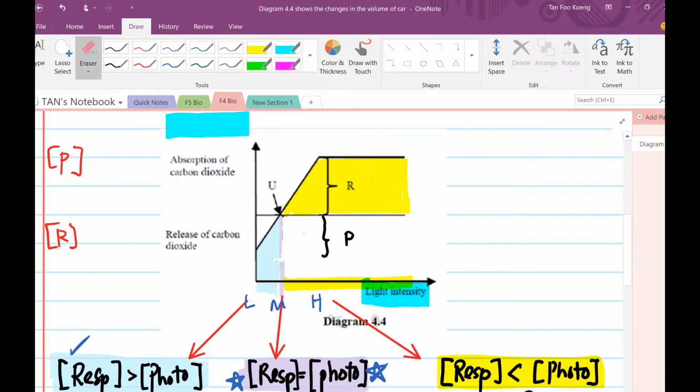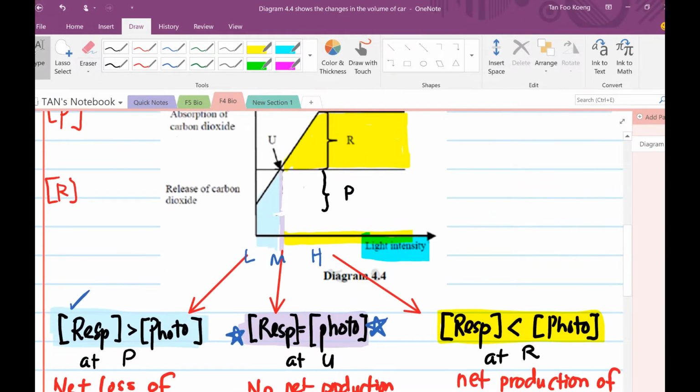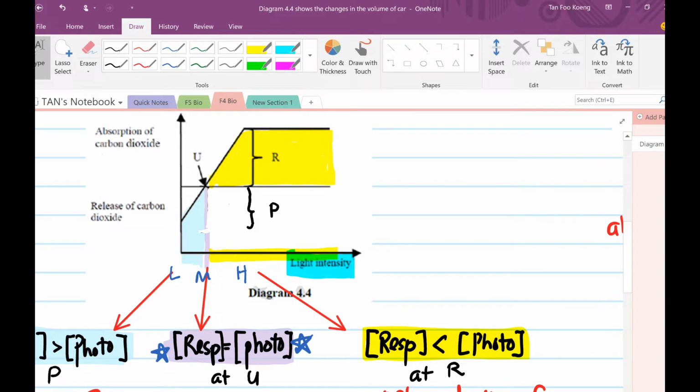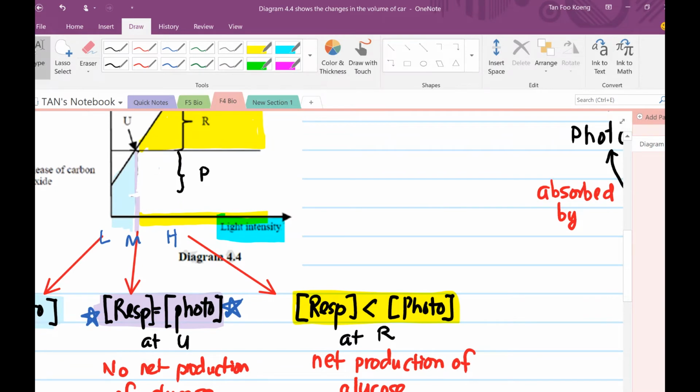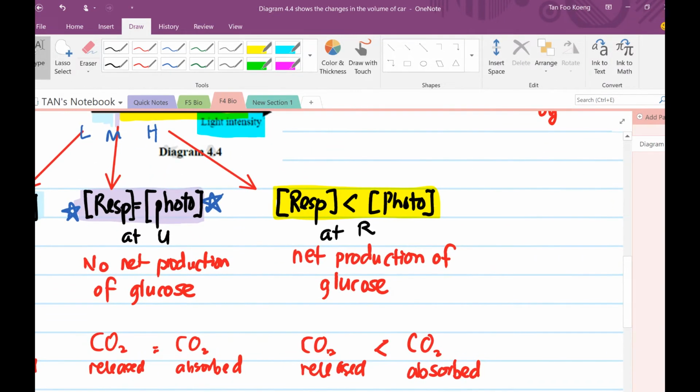Alright, now let's look at what happens if we adjust the light intensity to the greater intensity. At this time, the rate of respiration will be lesser than the rate of photosynthesis. As such, there is a net production of glucose, since the rate of photosynthesis is greater than the rate of respiration. This time, more CO2 is absorbed by the plants to carry out photosynthesis than the CO2 released by the plant during respiration.